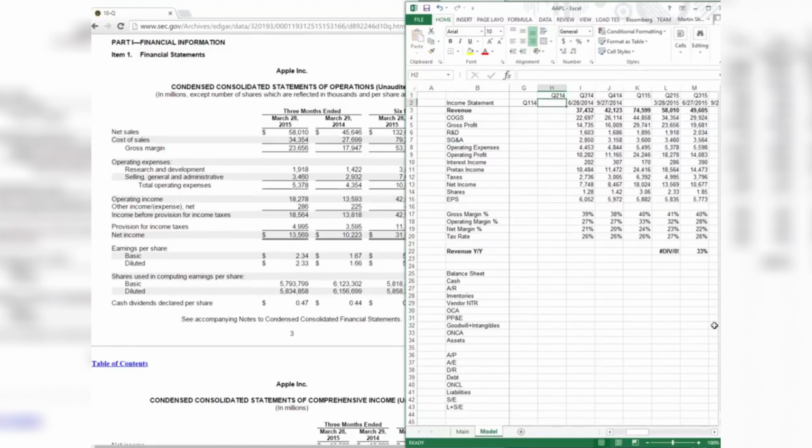I've seen Excel models that look like rainbows. They spend more time on their color coding than they do on the data. I don't like that.